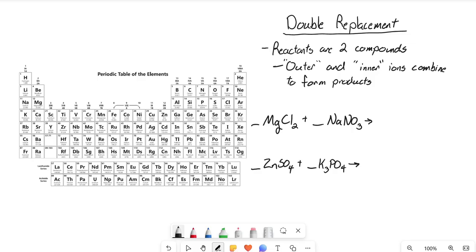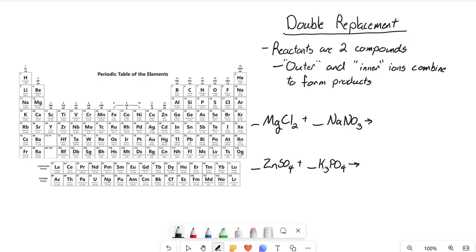Now, to predict the products of a double replacement reaction, we're going to use this neat little trick where the outer and inner ions combine to form the products. Now, as in a previous video, this is a lot of information to get written down, so please do feel free to pause the video at this time to get these examples jotted down before we go into the explanation.